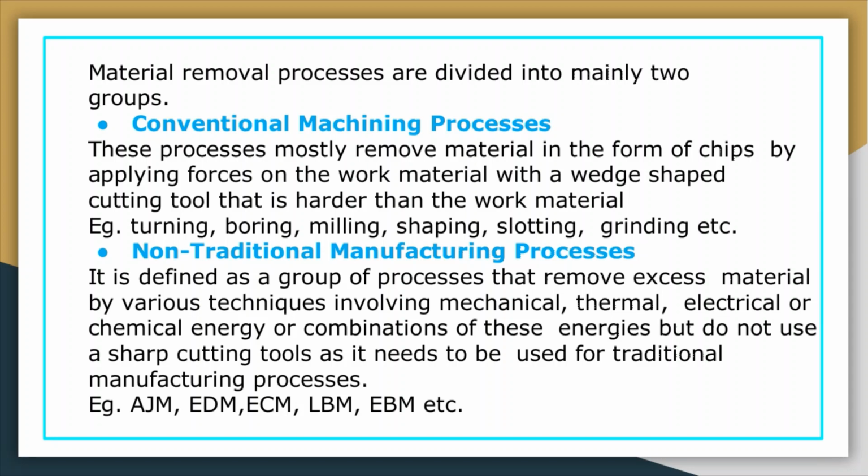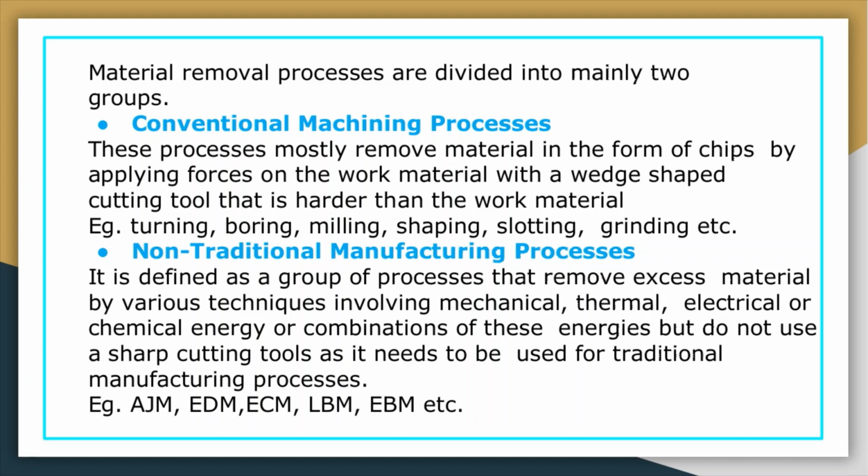Again, this material removal process is divided into two groups. First is the conventional machining processes and second is the non-traditional or non-conventional machining processes. In conventional machining process, mostly material is removed in the form of chips by applying forces on the workpiece with an edge-shaped cutting tool that is harder than the workpiece. Examples of these conventional machining processes are turning, boring, milling, shaping, slotting, also grinding.